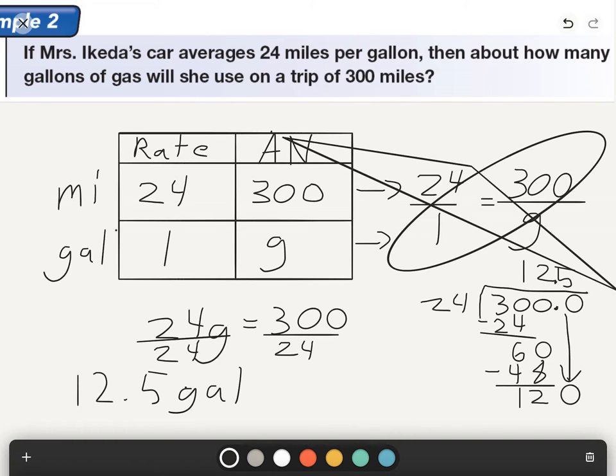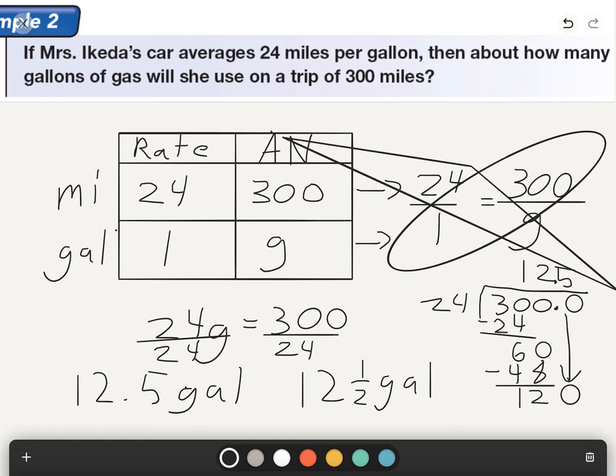But you know, if we're talking about gallons, 12 and a half kind of makes more sense. You don't really say, oh, well, I'm gonna need 12 and 5/10 gallons. So no, people don't talk like that, no.